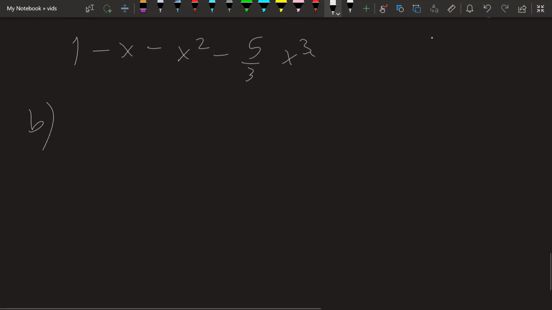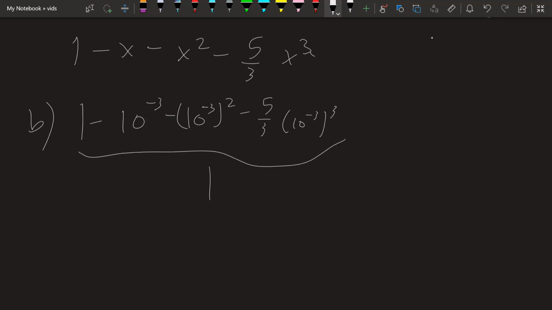Now let's look at part B. They're telling you to substitute 10 to the power of negative 3 to find the cube root of 997. So let's just substitute 10 to the power of negative 3, squared, minus 5 over 3 multiplied by 10 to the negative 3 cubed. Now you can evaluate this using a calculator. Give it a second here, it's calculating. 9.9899, this is the answer.